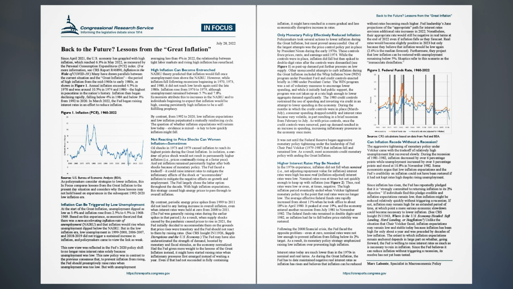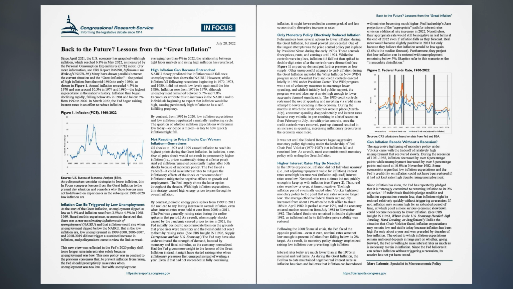Fed leadership's June projections of the appropriate path for interest rates envision additional rate increases in 2022. Nonetheless, their appropriate rate would still be negative in real terms at the end of 2022 even if inflation falls as they forecast. Real rates would become slightly positive in 2023 but only because they believe that inflation would be low again, 2.6% is the median forecast. Furthermore, they project that low inflation can be restored with unemployment remaining below 5%. Skeptics refer to this scenario as the immaculate disinflation.